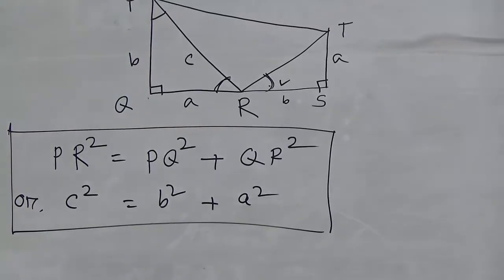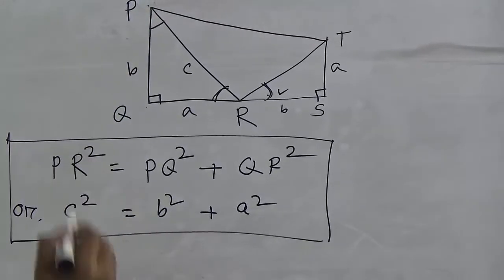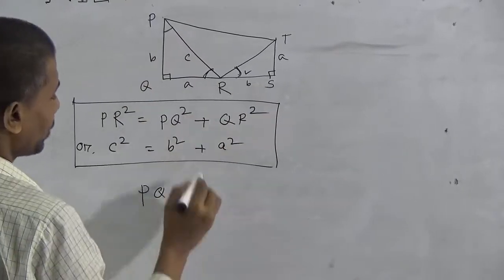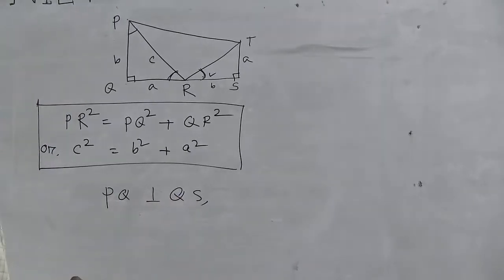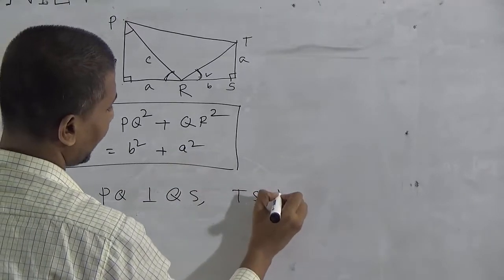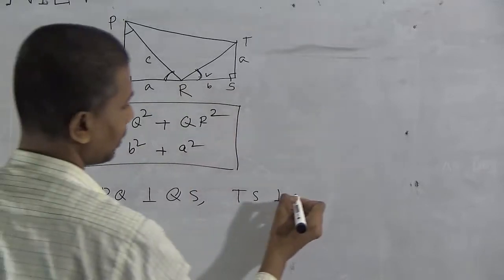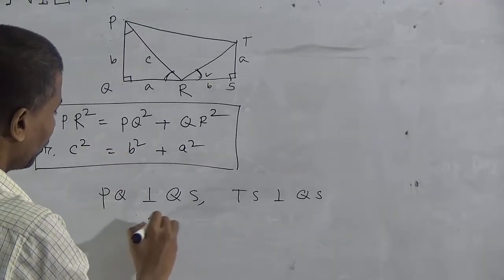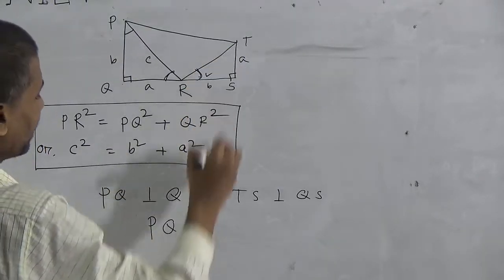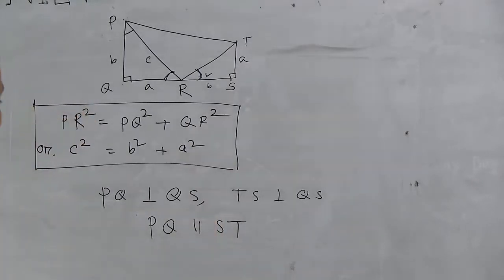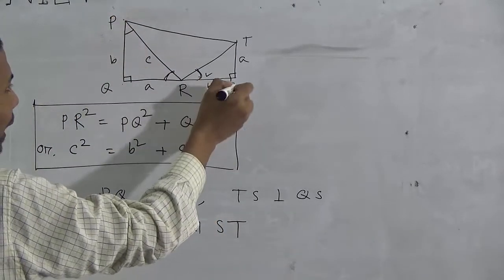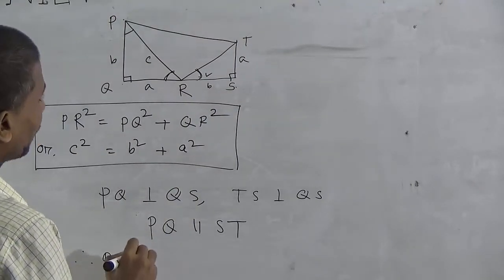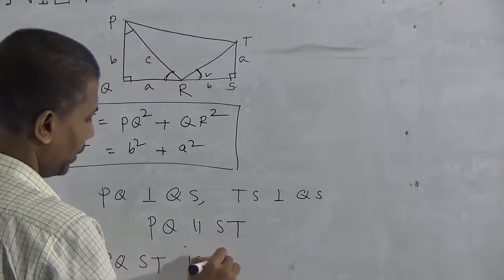Look. Now, look, PQ is perpendicular on QS. Look. Similarly, TS is perpendicular on QS. Okay? Therefore, we say PQ parallel ST. Hence, we can say that PQST is a trapezium. Therefore, write PQST is a trapezium.